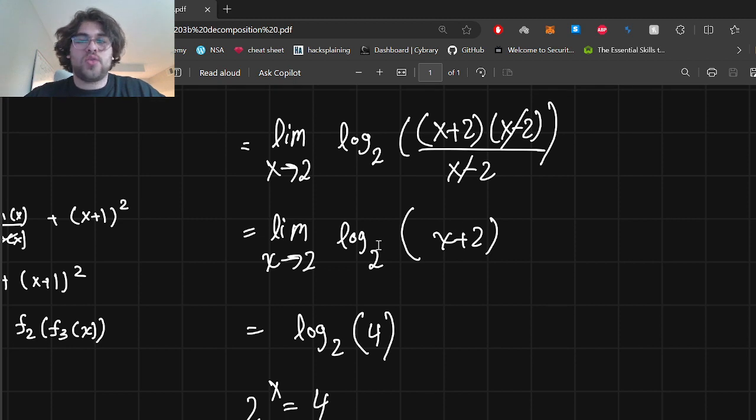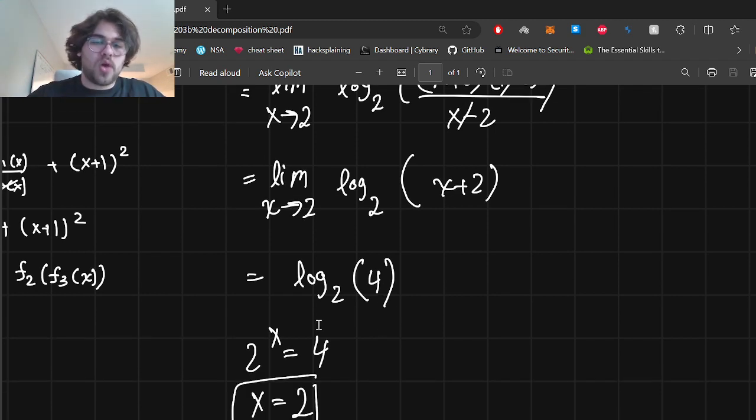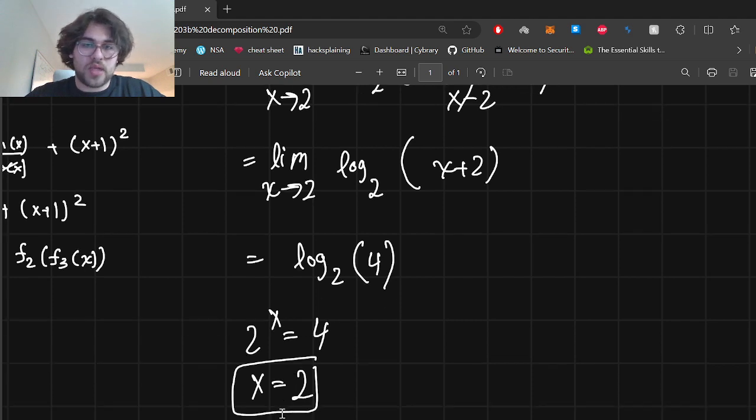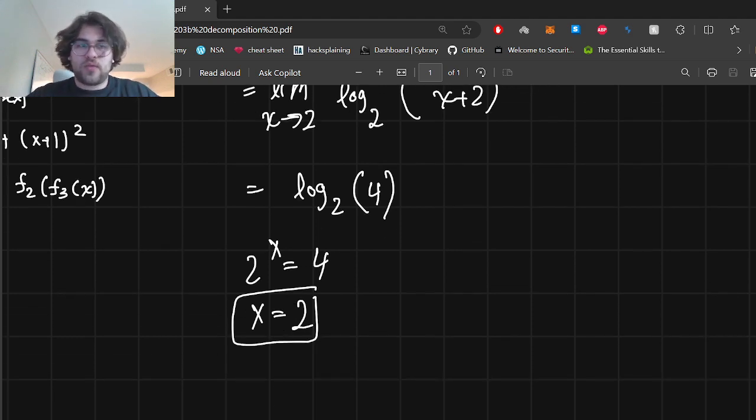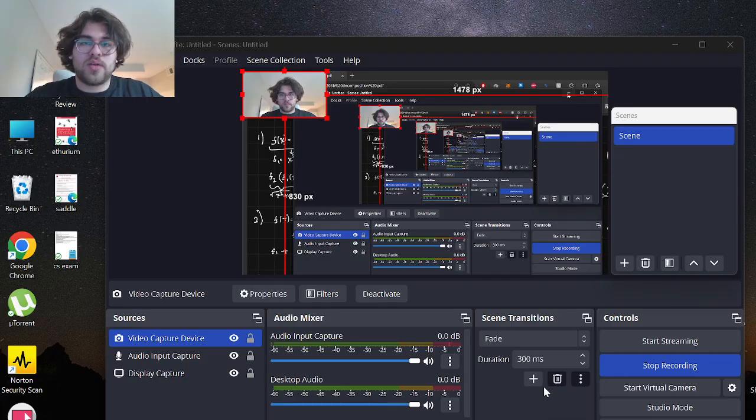Now all I need to do is direct substitution. So it ends with the logarithm base 2 of 4. And if we want to solve it, 2 to the x is equal to 4, so x equals 2. And that's it for my demonstration for the orientation module.